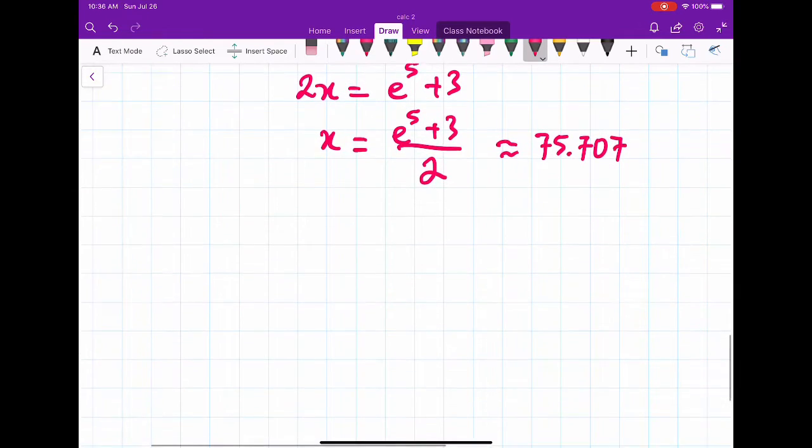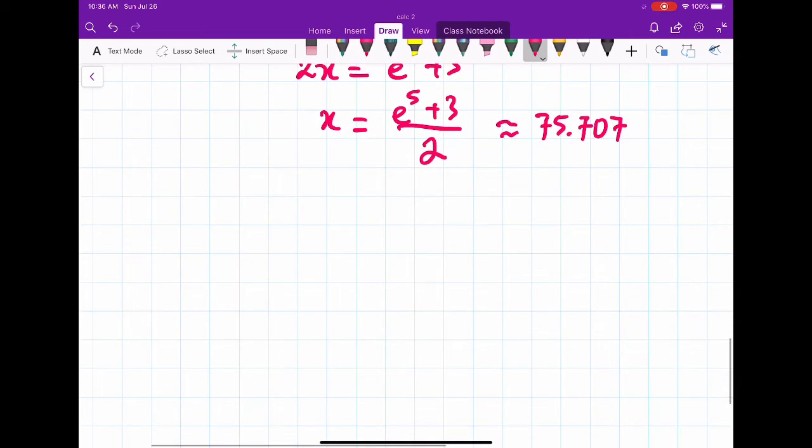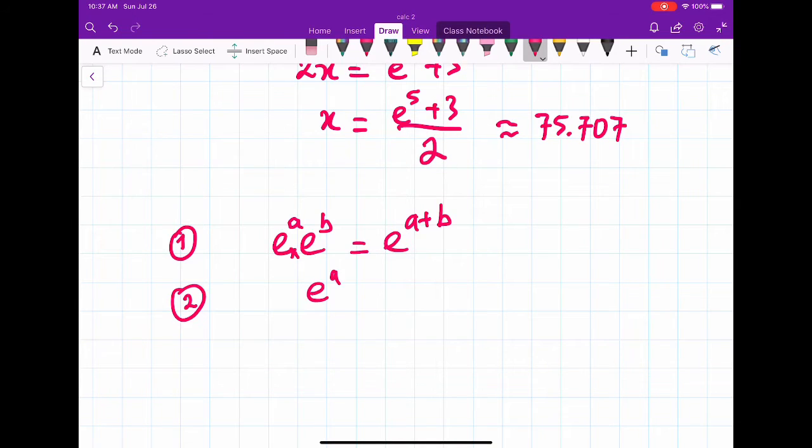Now let's move to some properties involving exponential functions. So the first property looks like this. You have e to the a times e to the b equal to e to the a plus b. The second one is e to the a divided by e to the b equal to e to the a minus b.